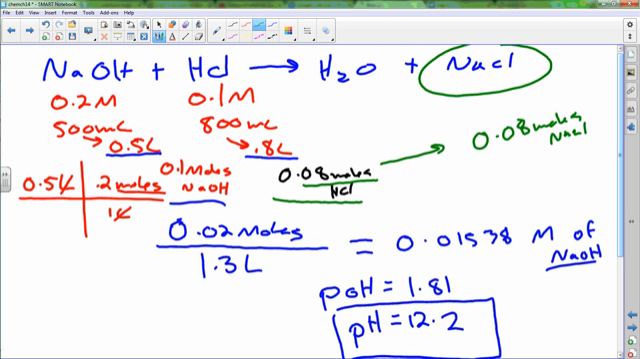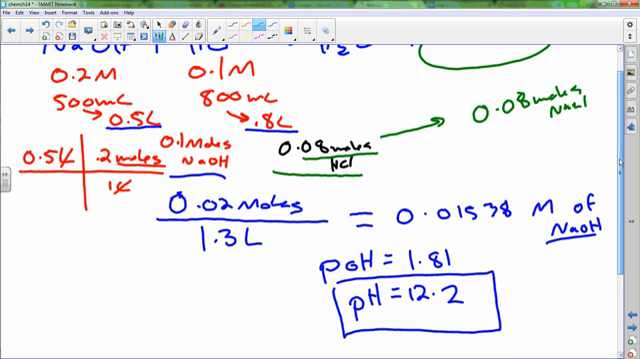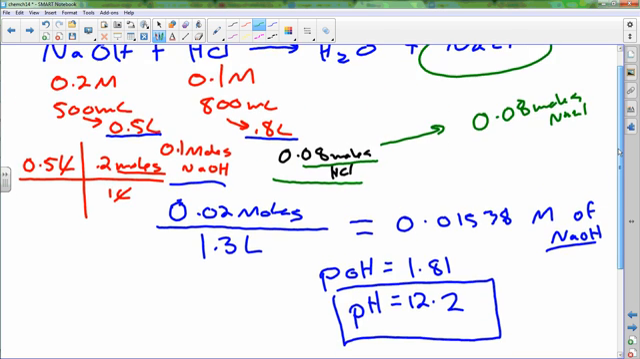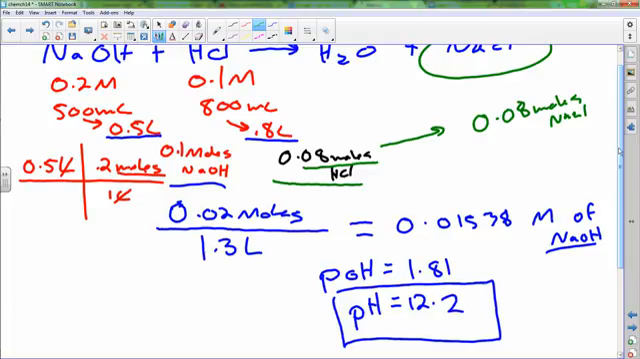So if we've got that many moles of sodium chloride and we want to find the concentration of that salt, we're going to do the same thing that we did down here. We're just going to divide by 1.3 liters, the total volume. So our concentration of salt there would just be 0.08 divided by 1.3. So 0.0615 molar.